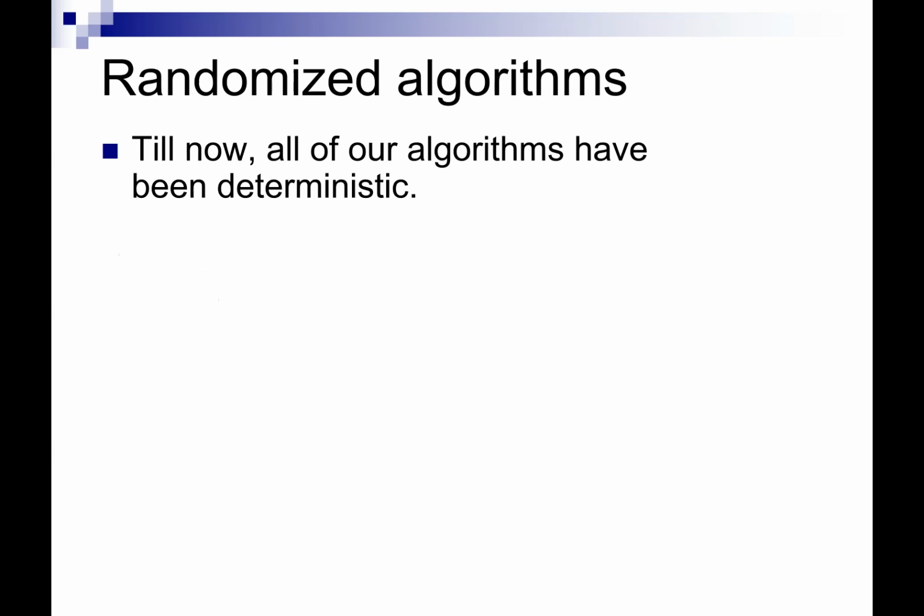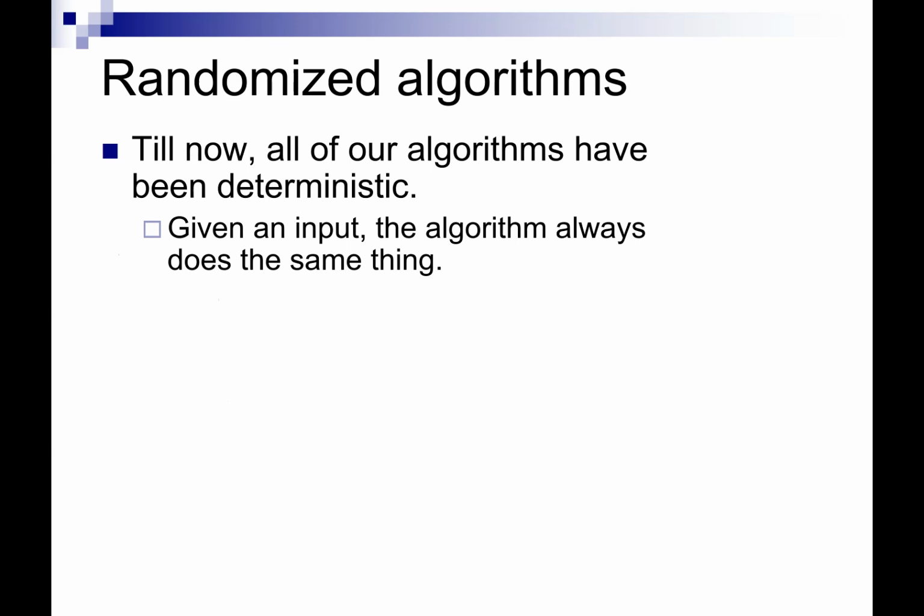So first of all, what are randomized algorithms? Until now, most of the algorithms we've talked about have been deterministic. What that means is that for a deterministic algorithm, if you give it one particular input, the algorithm is always going to do the same set of steps, and it's always going to produce the same output. One input produces one output, always the same output.